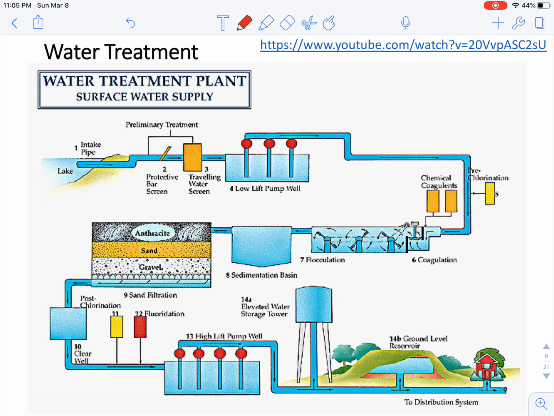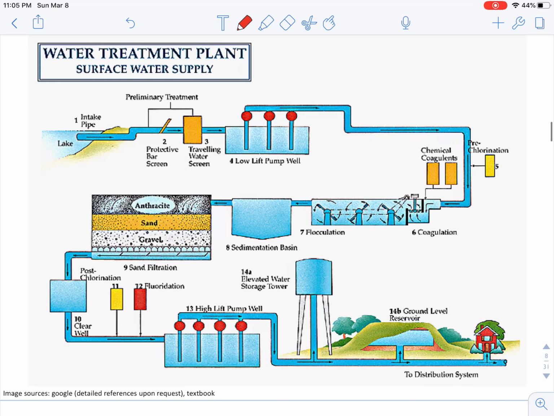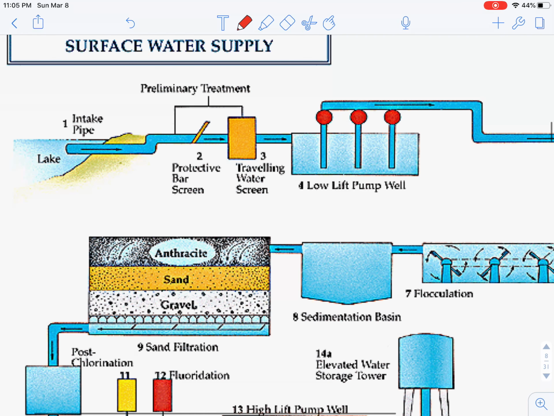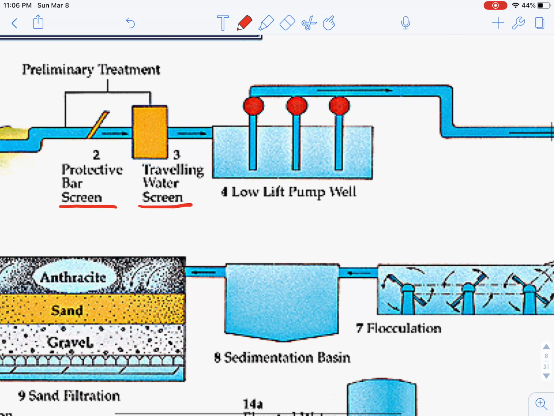Okay, so for example, here I'm talking about a water treatment plant that's using lake water as the water source. So basically, after the water is pumped into the pipes, first we'll use some screening method, right? To use some protective bar screen or traveling water screen to remove these larger particles or debris from the water, for example, the fish or the leaves, right? And then we'll pump this water into a reservoir.